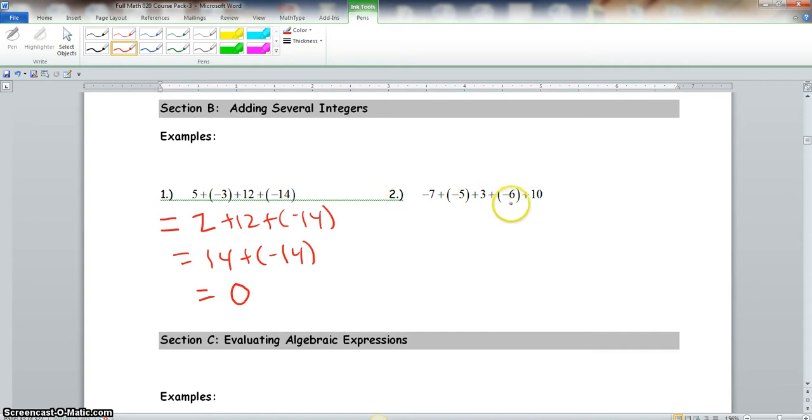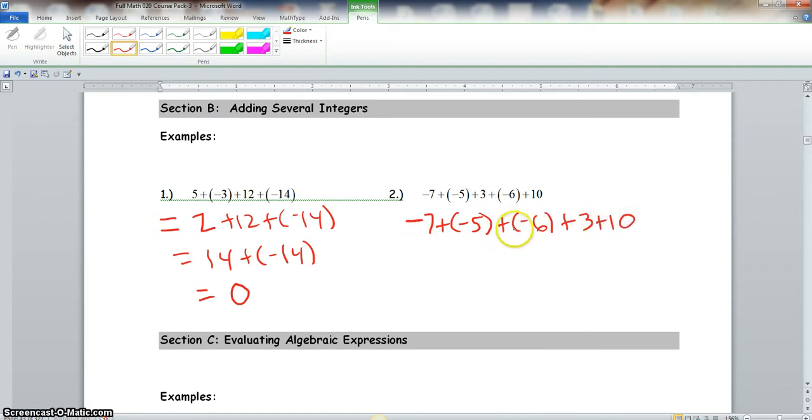Now we go here to number 2. Now number 2 I'm going to do a little different than number 1. Because this is all addition, remember the commutative property of addition that we learned? That it doesn't matter the order, we'll still end up with the same answer if it's all addition. So what I'm going to do, I'm going to put all of the negative numbers together, and I'm going to put all of the positive numbers together.